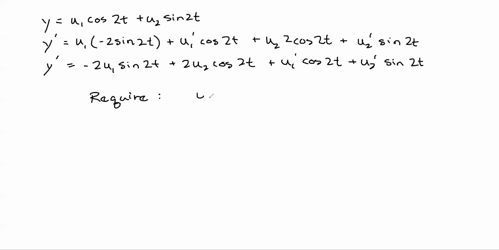We're going to require that u1 prime cosine 2t plus u2 prime sine 2t has to equal 0. Why do this? Well, it's not obvious right now why you would do this. It doesn't really make any sense. It just kind of comes out of nowhere right here in the middle of the problem.